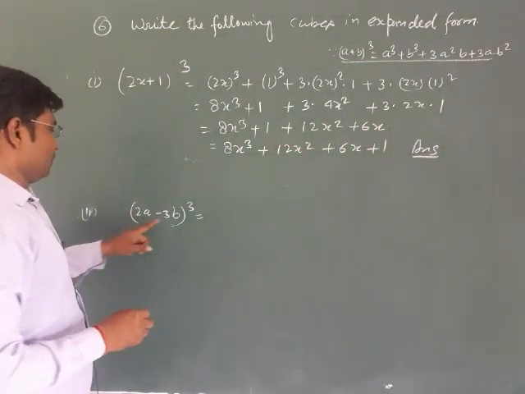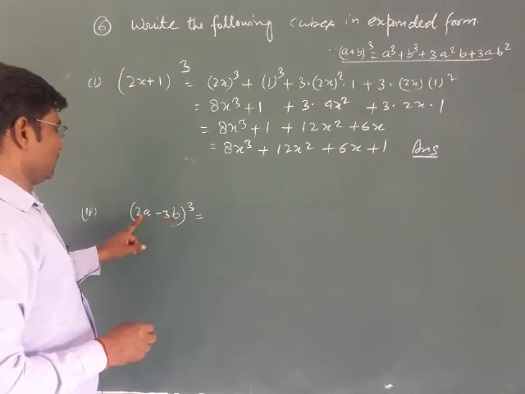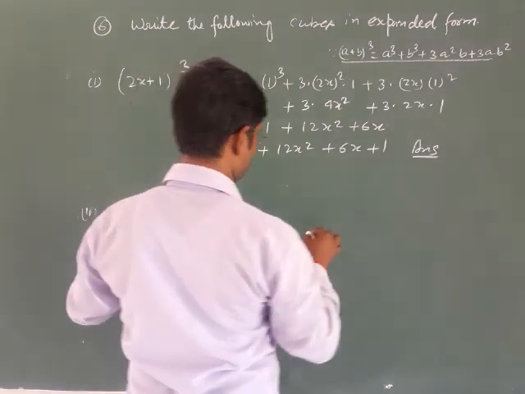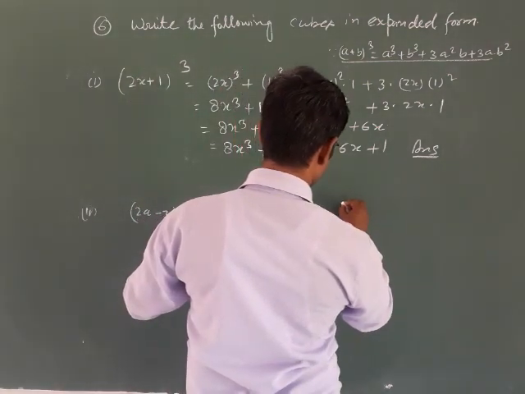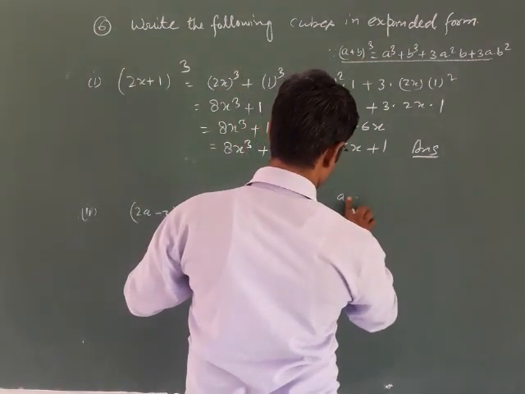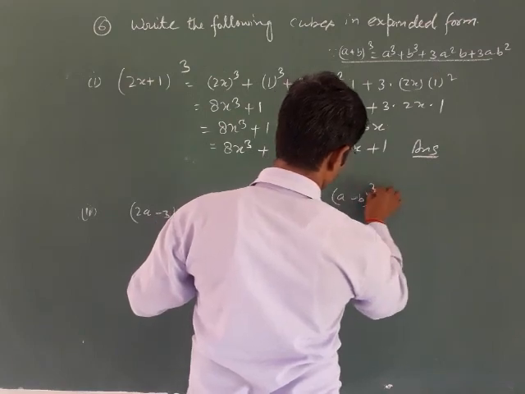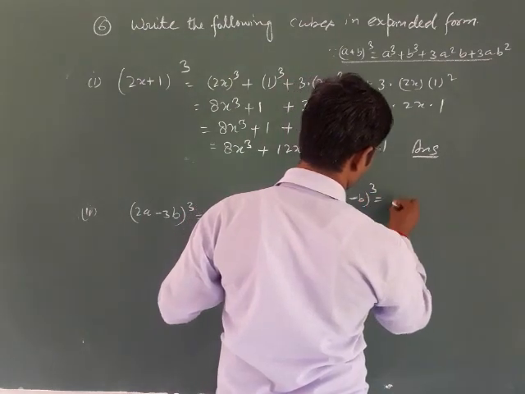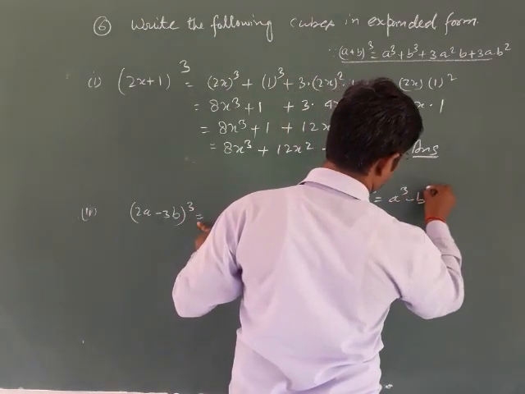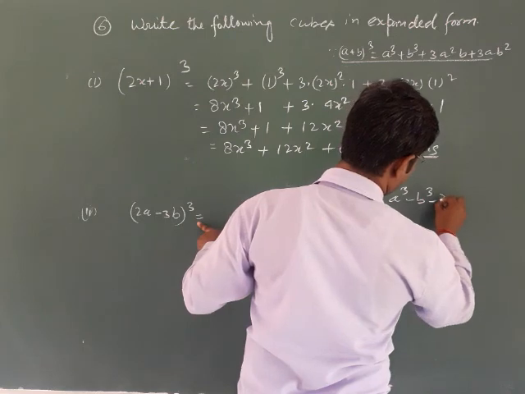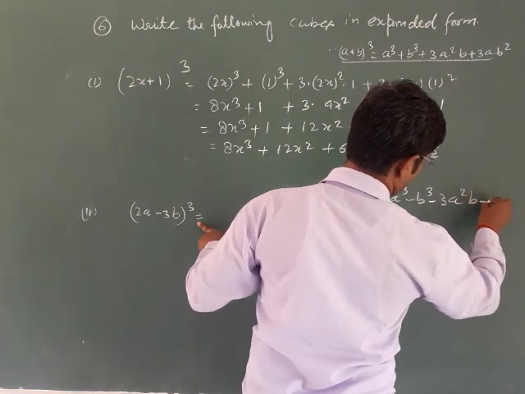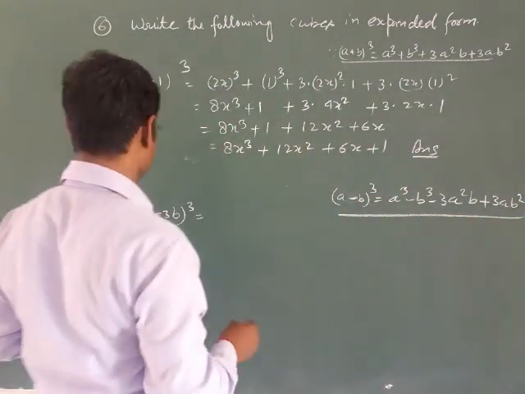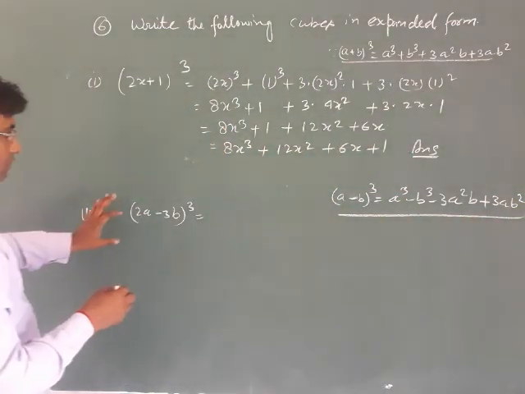Also, the whole cube of (2a minus 3b). So now use the identity (a minus b) whole cube. So this is minus, so (a minus b) whole cube equals a cube minus b cube minus 3a square b plus 3ab square. So this identity use here.